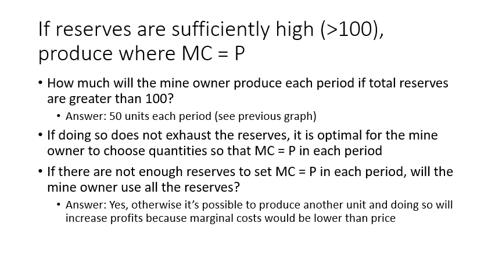However, if there are not enough reserves to set marginal cost equal to price in each period, will the mine owner use all the reserves? Of course they will. Why would they not? Otherwise, it's possible to produce another unit, and doing so will increase profits because marginal cost would be lower than price. So they should exhaust their total stock of resource over the 2 years.